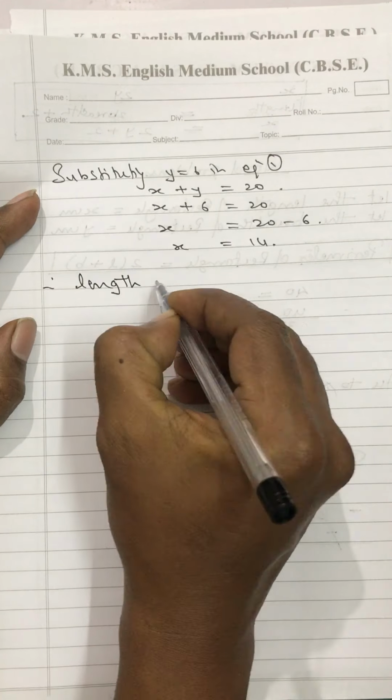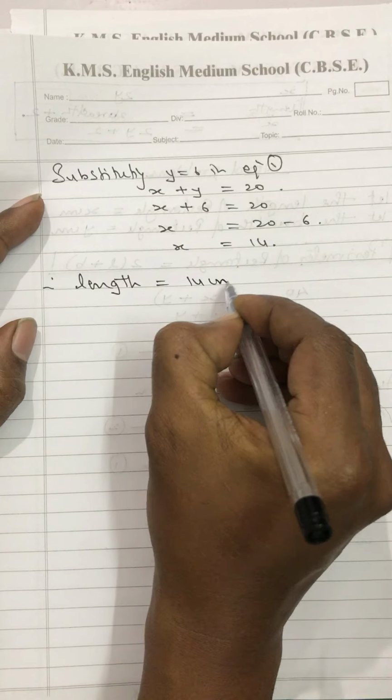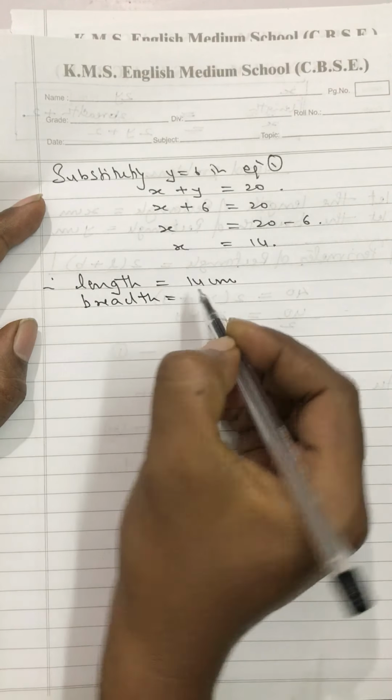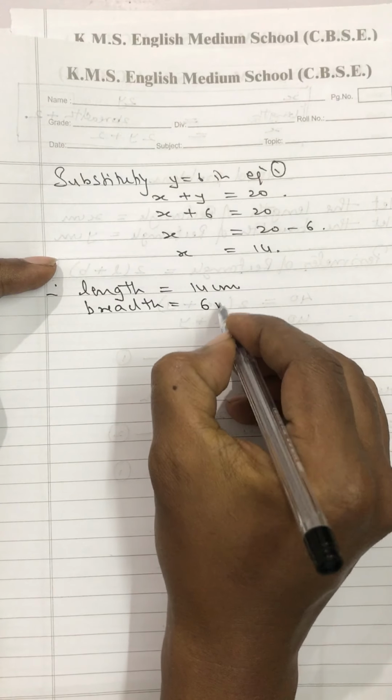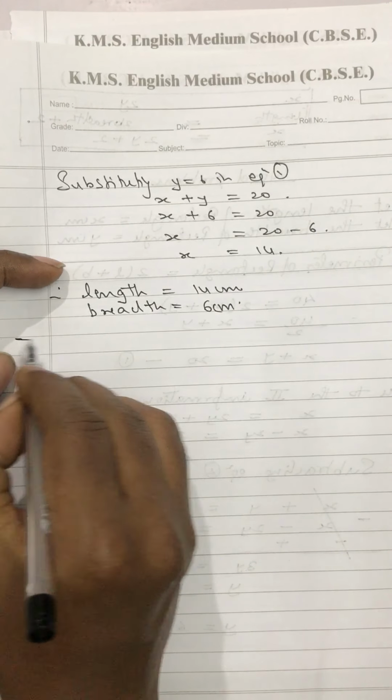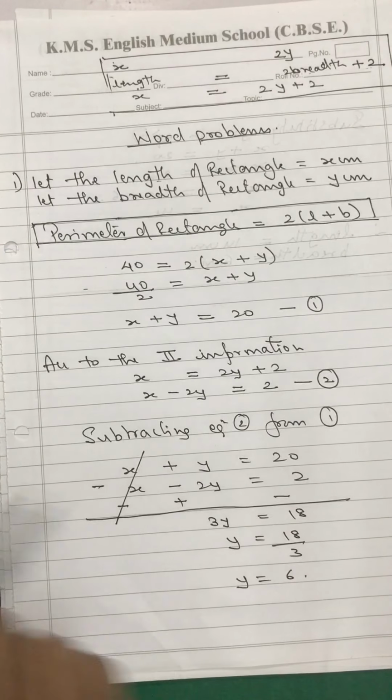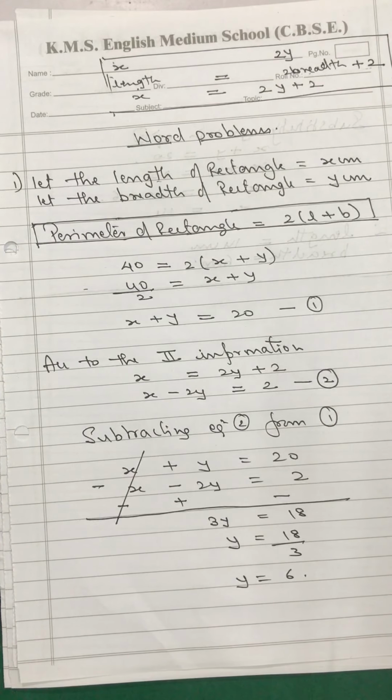So therefore length of rectangle is equal to 14 centimeter. Breadth of rectangle is equal to 6 centimeter. So this is how you can definitely verify. Verification is always good. By now I know you will be able to verify it nicely.